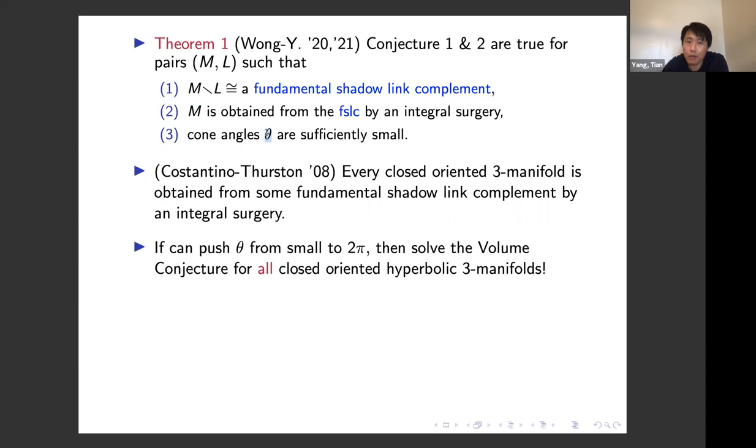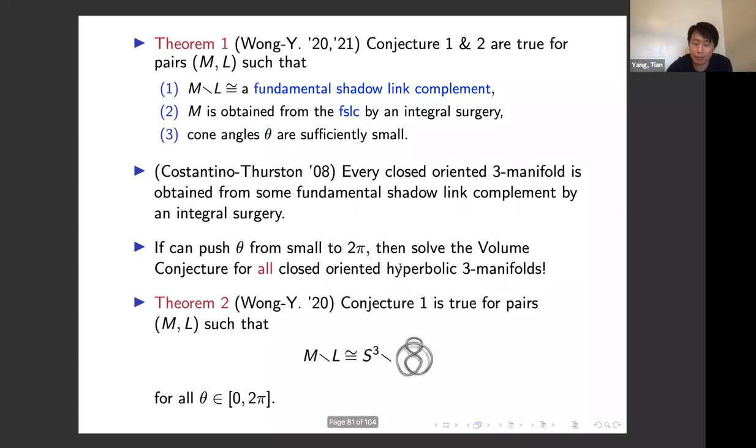And the only problem is that the cone angles are too small. And I think if we work harder, we may probably push it from small to all the way to pi. But after the angle pi, we see some essential difficulty. I'm not saying that this approach is completely impossible, because for certain cases, we can actually make it work. For example, if the complement of the link, in this case a knot, is homeomorphic to the figure eight knot complement, then we can make it work for all the cone angles.